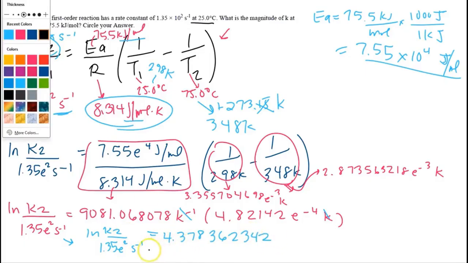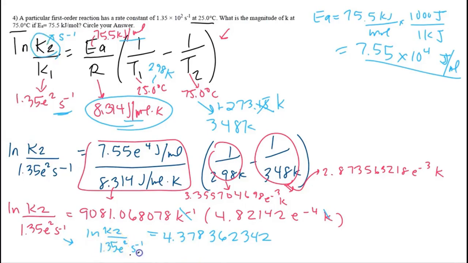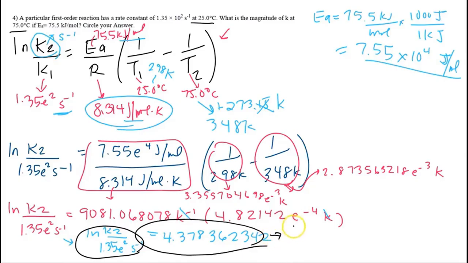And then what do I do? I cross multiply, but I can't just automatically cross multiply first. I can't cross multiply this 1.35 e to the 2 with this 4.37 just yet because there's a natural log here. So what do I have to do? I have to take the natural log of both sides. When I do that, I'm going to be left with K2 over 1.35 e to the 2 seconds to the minus 1 is now equal to e raised to a power of 4.378362342. All right, so this is where we are.